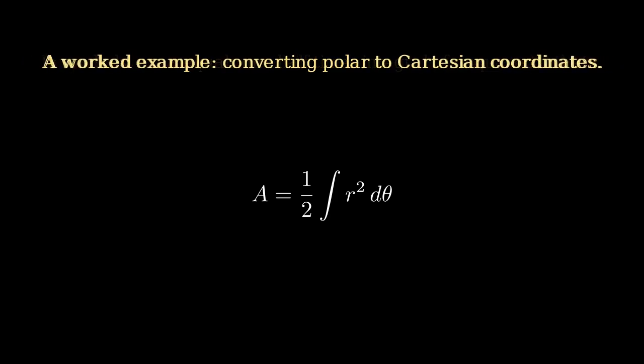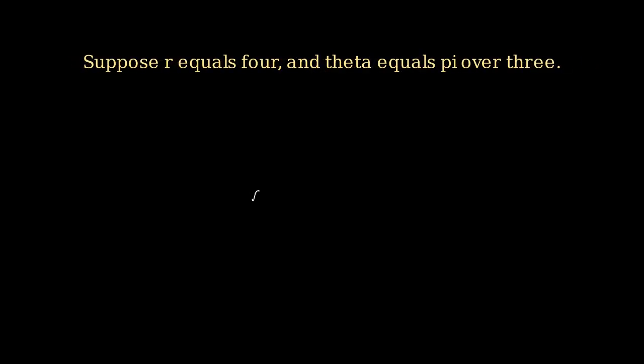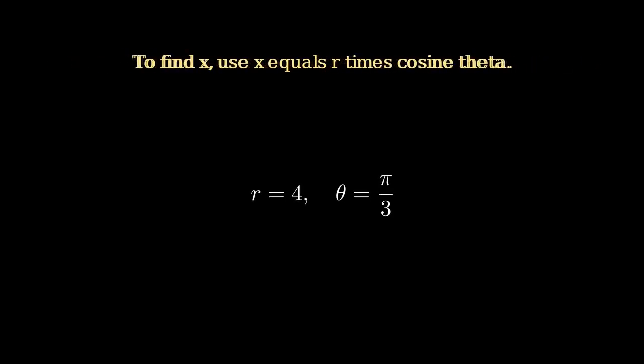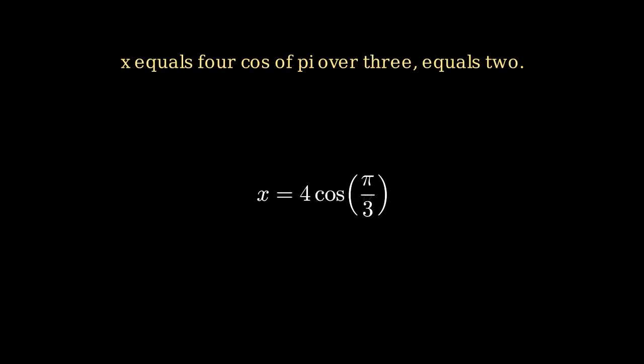Let us begin with a worked example, converting a polar point into Cartesian coordinates. Suppose our point has r equal to 4 and theta equal to pi/3. To find the x-coordinate, we use the rule x equals r times cosine of theta. Substituting our values, x equals 4 times cosine of pi/3, which equals 4 times 1/2, giving x equals 2.